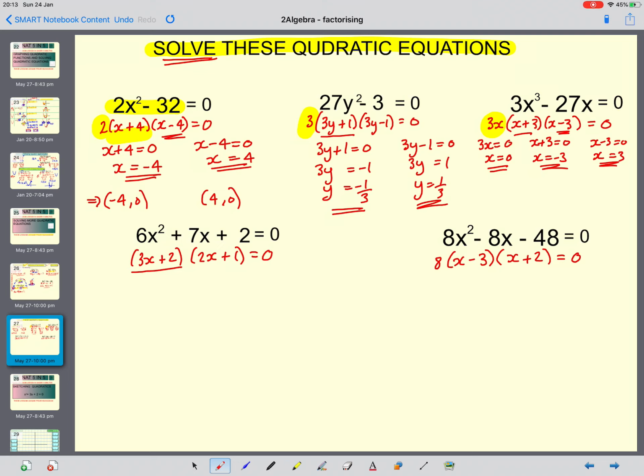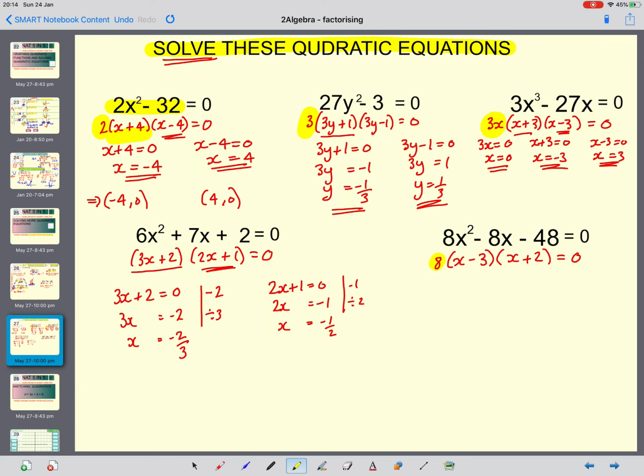Okay, go down here, we've got 3x add 2 equals 0. I'll do the longer step just to see what I'm doing, take 2 away from both sides, 3x equals negative 2, divide by 3, x equals negative 2 over 3. Next bracket, 2x add 1, take 1 away from both sides, 2x equals negative 1, divide by 2, x equals negative a half.